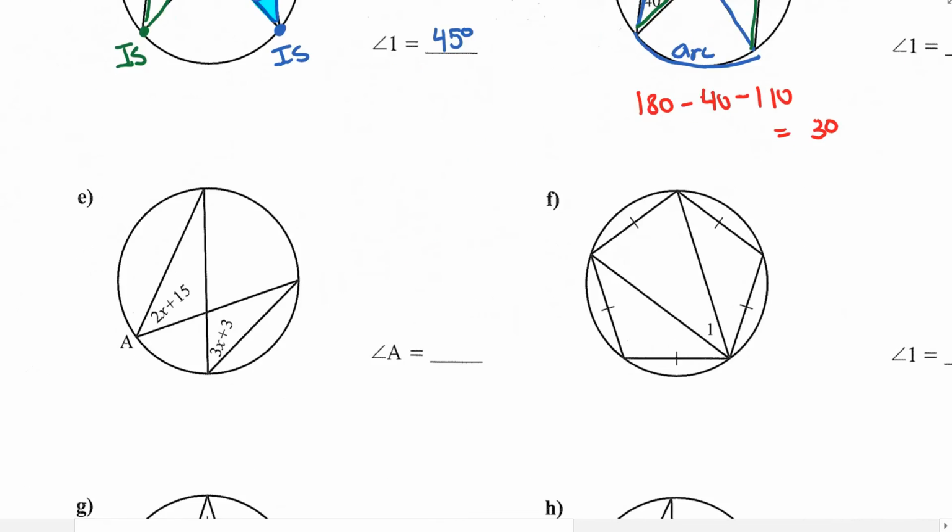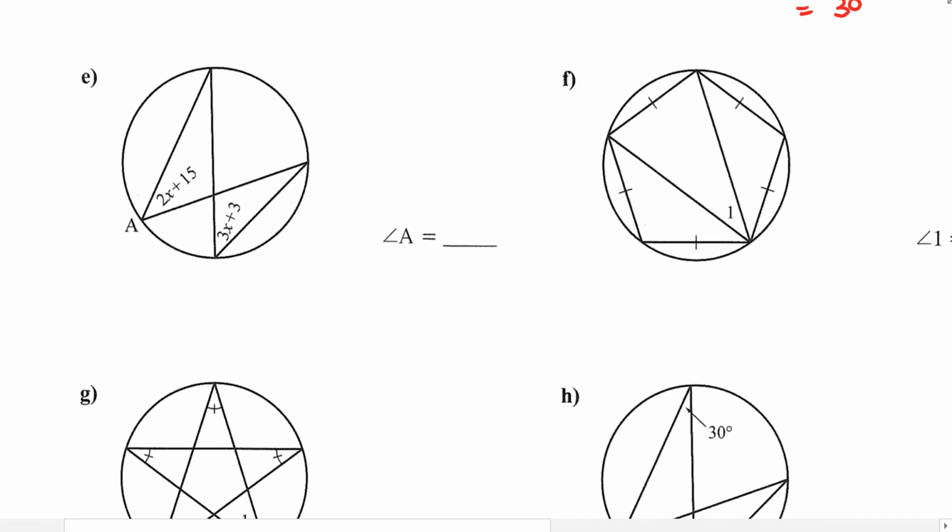Okay, let's move on to letter E. For letter E, I think the same themes start repeating. We have an inscribed angle right here, and it opens to this arc right here, and over here on the blue side, this inscribed angle also opens to that same arc. Those two inscribed angles are equal, so I can set the algebraic expressions equal to each other. Sorry, this is going to be 3x plus 3.